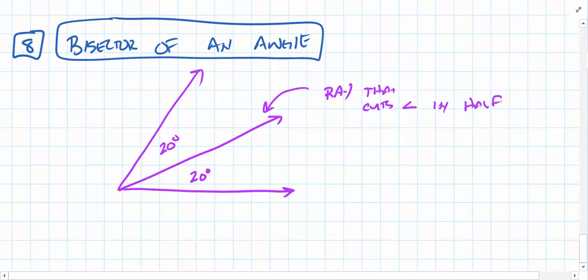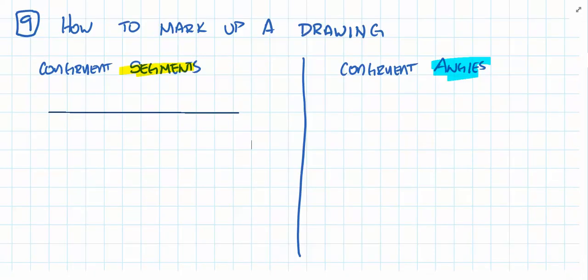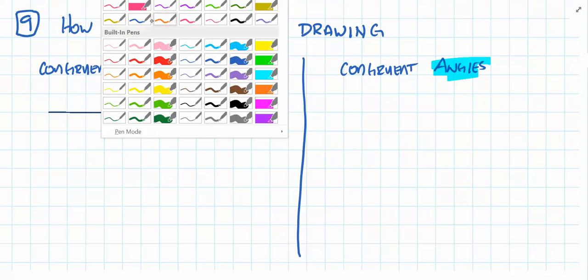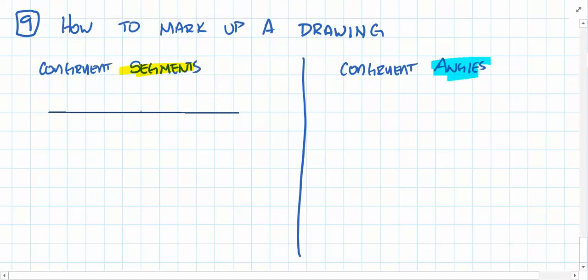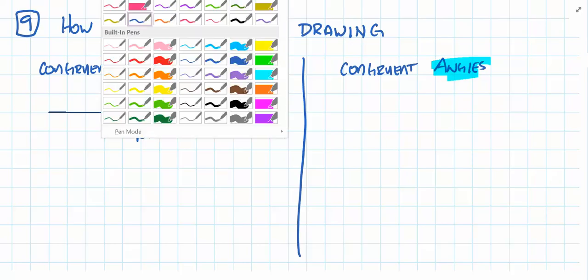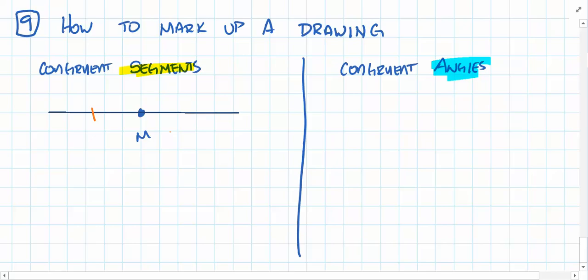Alright, so how to mark up a drawing here. Let's talk about congruent segments for the first part. In geometry, we're going to be marking up a lot of drawings. So if this is a segment, and that's a point, line M, and I want to show that two segments are congruent, meaning they have the same what and what for congruent? Size and shape. Okay, good. So the way that we're going to mark up a drawing for congruent segments is we're going to use little tiny tick marks. So I'm going to say this segment and this segment are congruent. That's going to be the way that we show that those two segments are congruent.